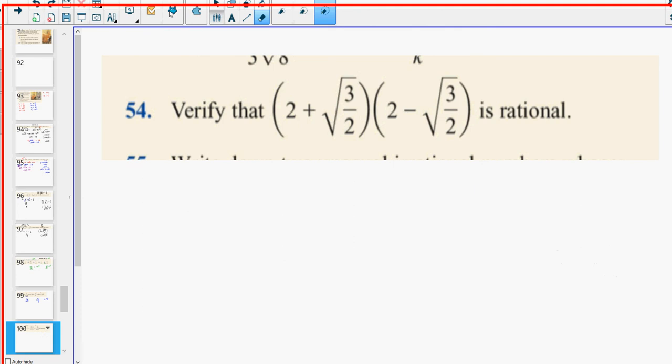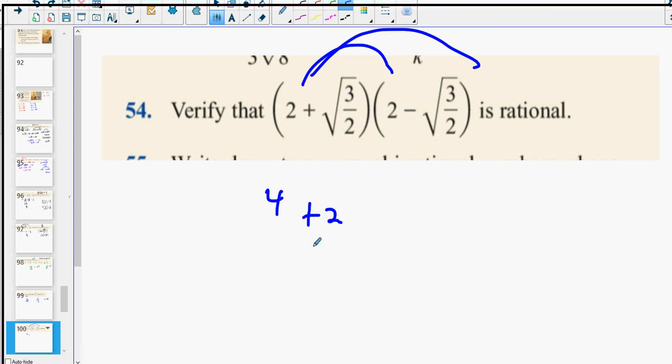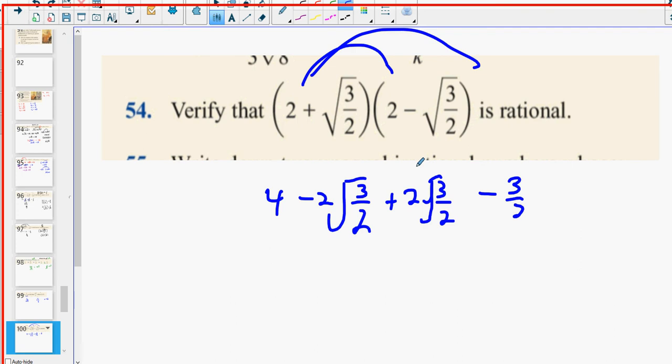Give me 1 sec, buddy. 2 times 2. 2 times this. Plus 2. Oh, sorry, minus 2. 2 times what? Yeah, don't overcomplicate it. The next one. 2 times root 3 over 2 over 2. And then finally, root 3 over 2 by root 3 over 2. The middle part doesn't matter. 4 take away 3 over 2.